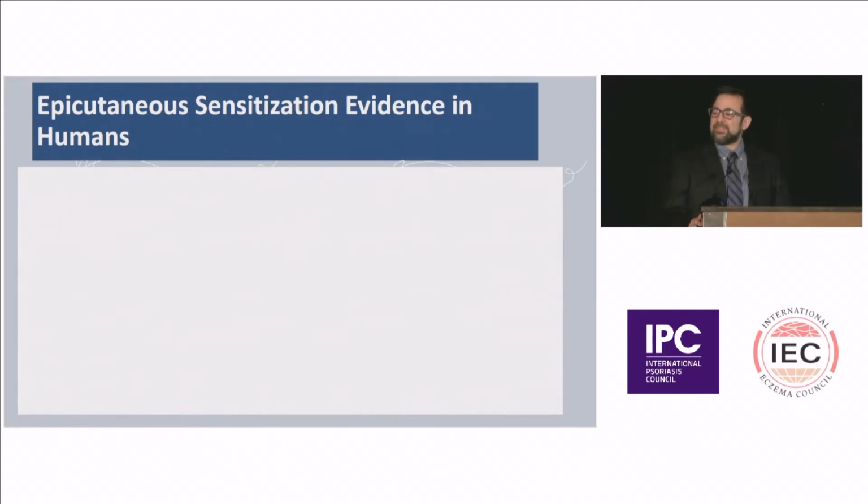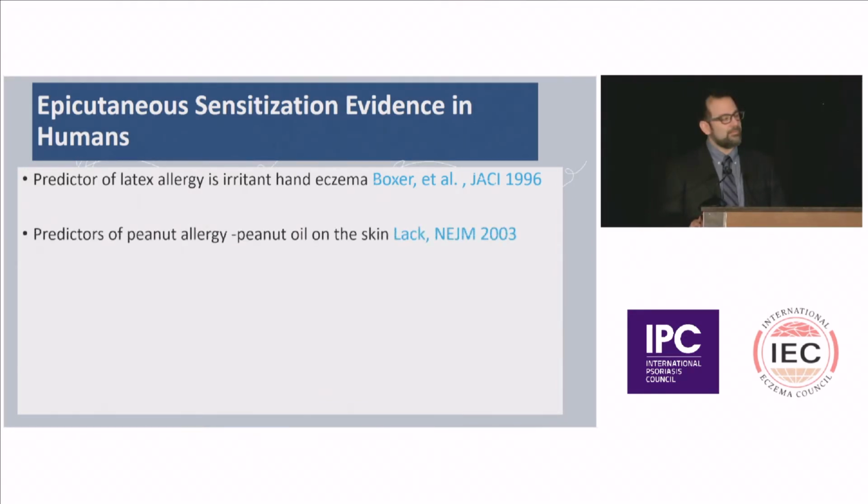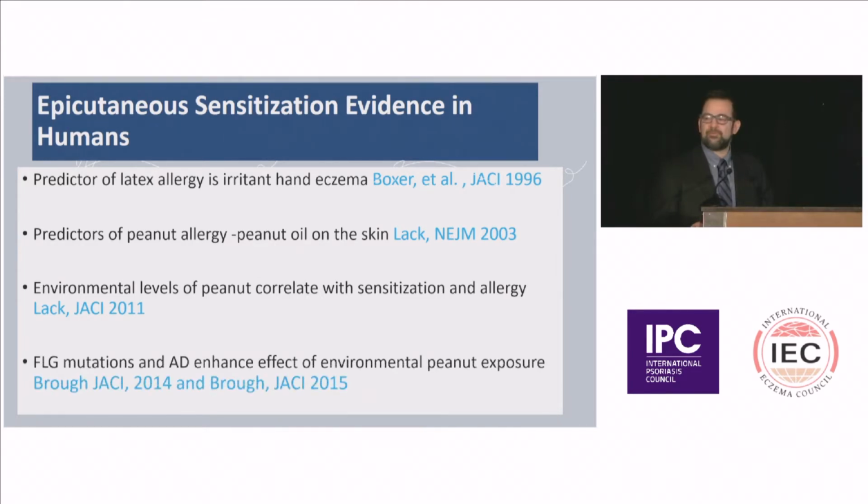Okay, so is there evidence that this is actually happening in humans? There's some, it's indirect, but for example, a big predictor of latex allergy is irritant hand eczema, back when latex gloves were more commonly used. A predictor of peanut allergy, IgE-mediated, is the use of peanut oil. This is back when there was peanut protein still in peanut oil. There's not anymore, especially not in the United States. That was some nice work from Gideon Lack, which is most of this work. Environmental levels of peanut dust in the environment correlate with food allergy to peanut, and filaggrin mutations and the presence of atopic dermatitis can intensify that effect of environmental peanut exposure.